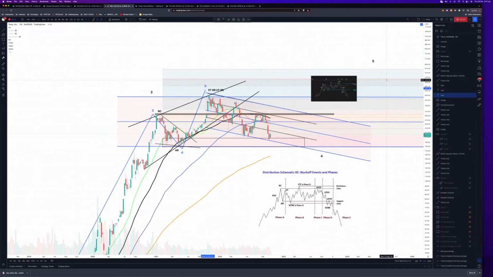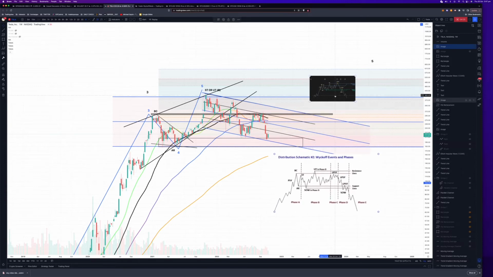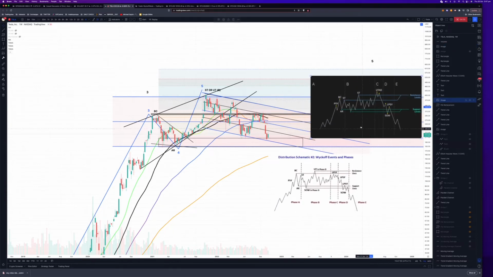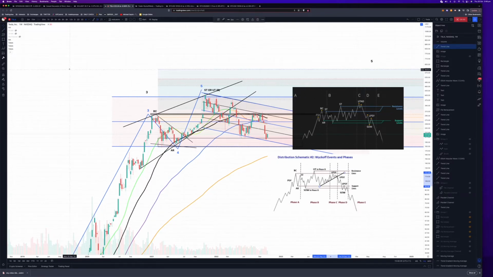Now looking at this other schematic, you can see the difference between these two. These are the two most popular ones. Secondary test and the upthrust, and it just wilts away, so it doesn't make a new high. And that's usually an ascending wedge of some sort. So you can see that trend line. You can say it's sort of like an ascending wedge of some sort.